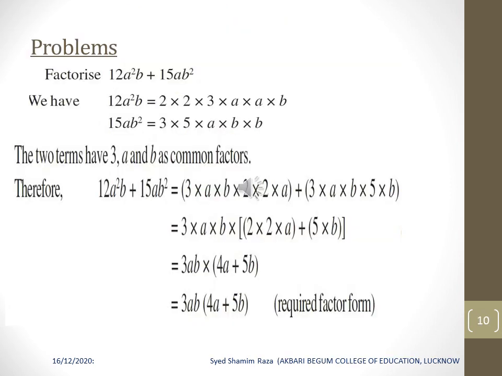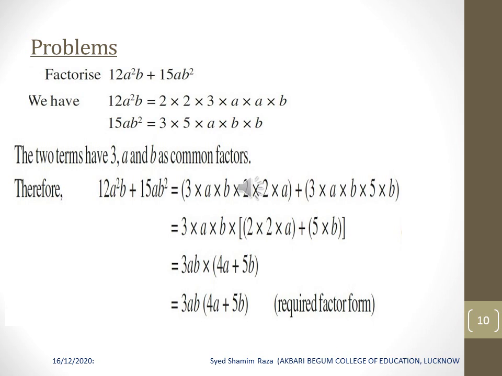Let's take another example. We are asked to factorize 12a square b plus 15ab square, where 12a square b is the first term and 15ab square is the second term. Here, 12a square b can be represented by 2 into 2 into 3 into a into a into b, and 15 can be broken down into 3 into 5. A will remain a and b square can be written as b into b.